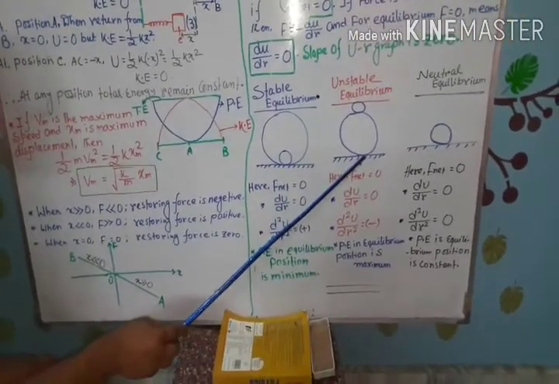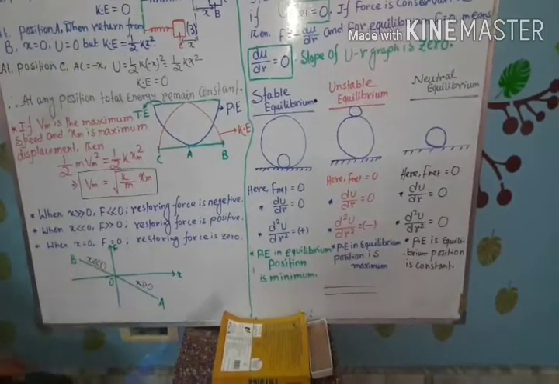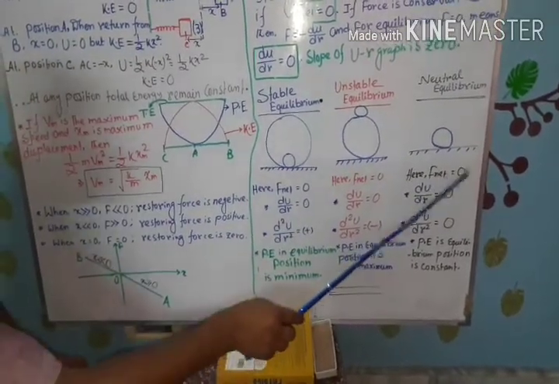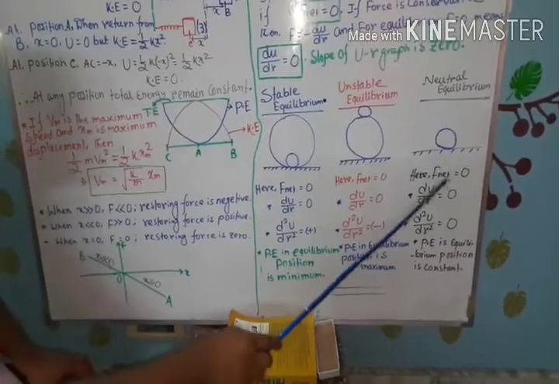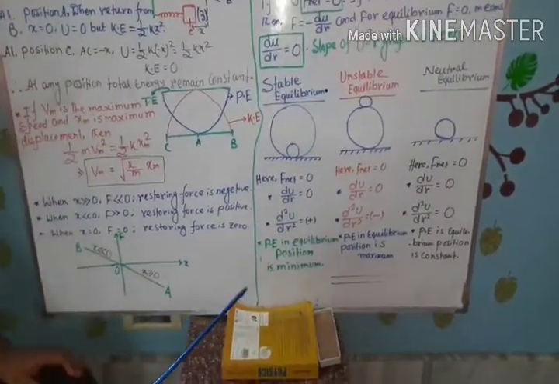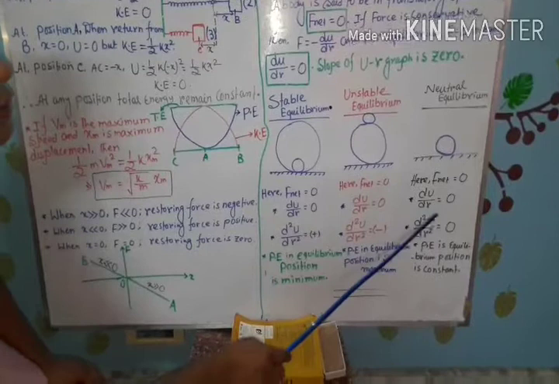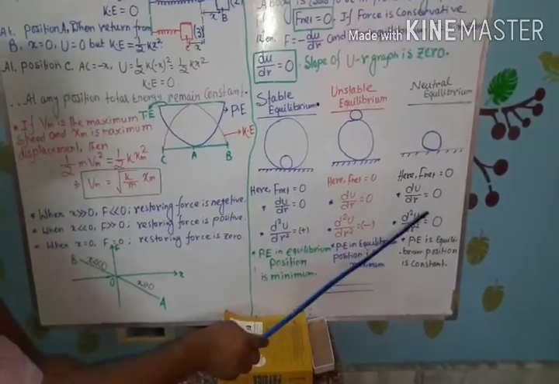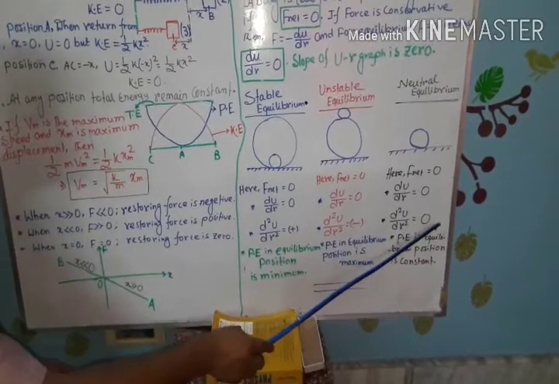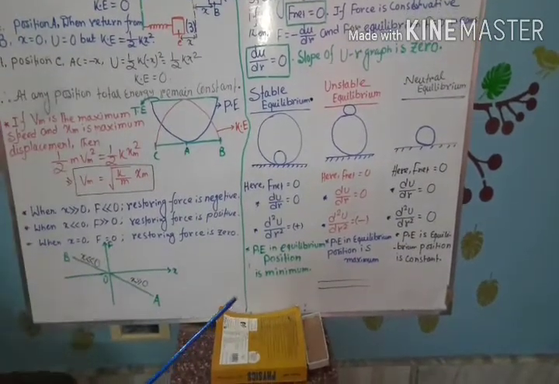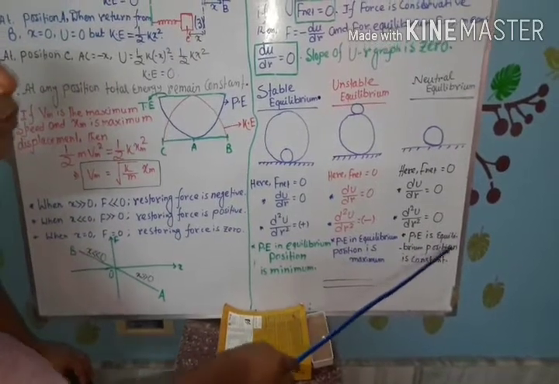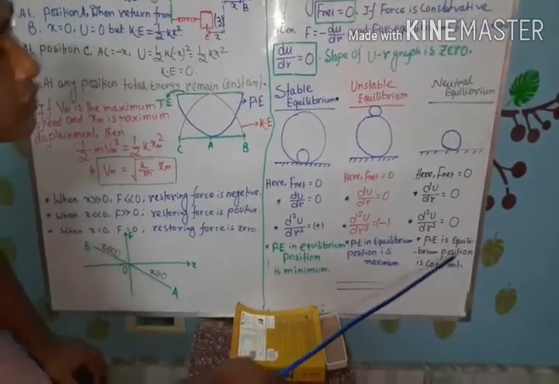And for neutral equilibrium, the net external force is 0, dU by dr is equal to 0, and here also d2U by dr2 is equal to 0, which means the double differentiation of potential energy with respect to position is 0. And the potential energy of the body in the equilibrium position is constant.